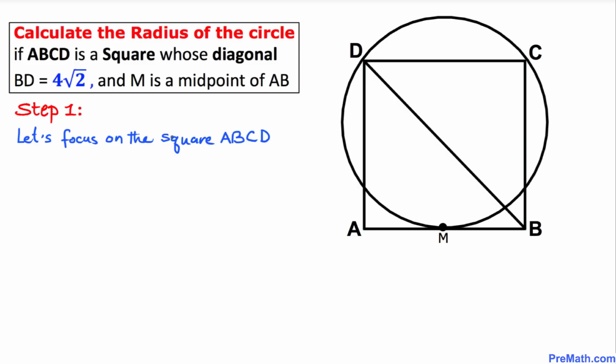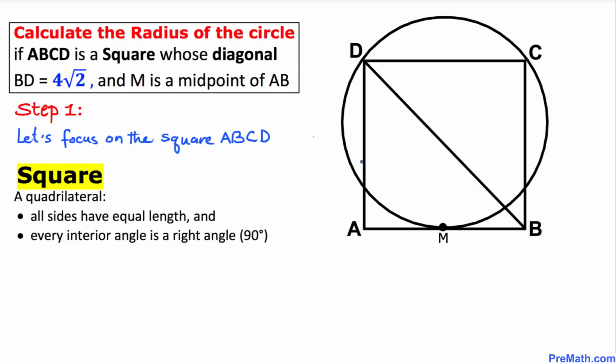And here is our very first step. Let's focus on this square ABCD. Here's the definition of a square. The square has all equal sides, and moreover, all these angles inside this square are 90 degrees. Just keep in your mind.